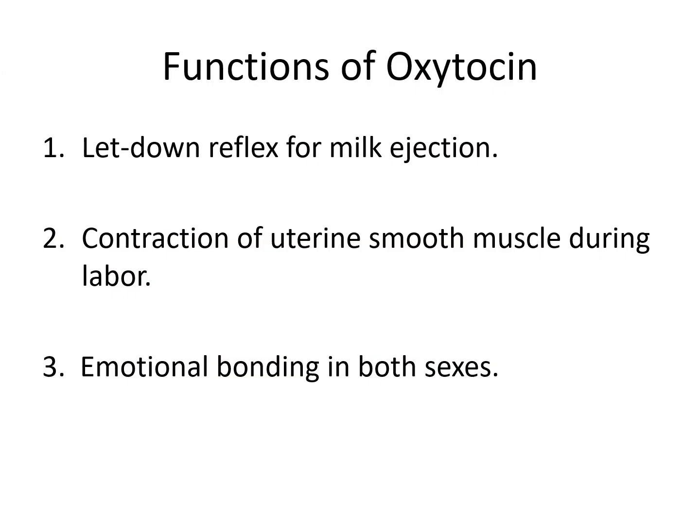Functions of oxytocin include the letdown reflex for milk ejection in the mammary glands, contraction of uterine smooth muscles during labor. This is probably the one that you probably heard or learned about in SCB 203. And it's also important for emotional bonding in both sexes, as well as from mother and child.